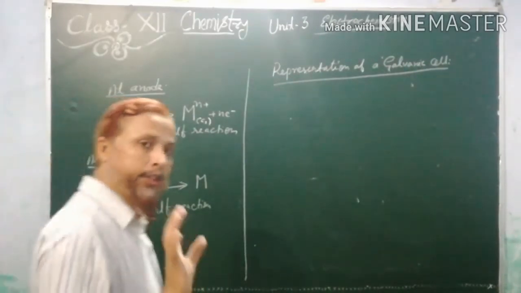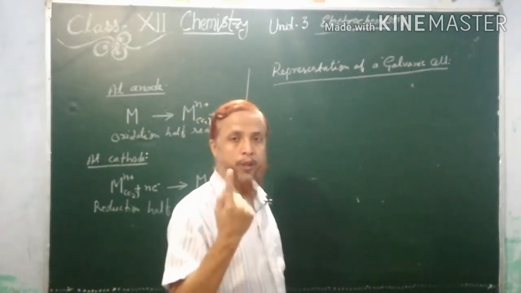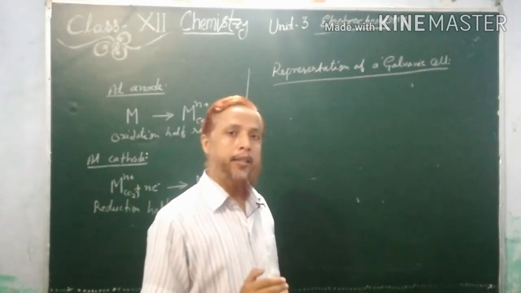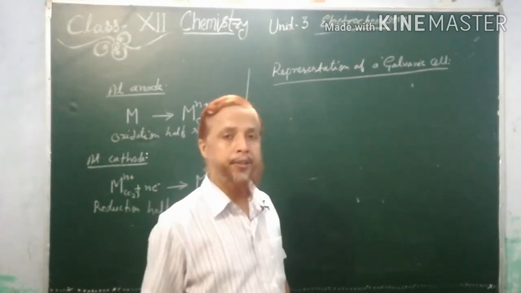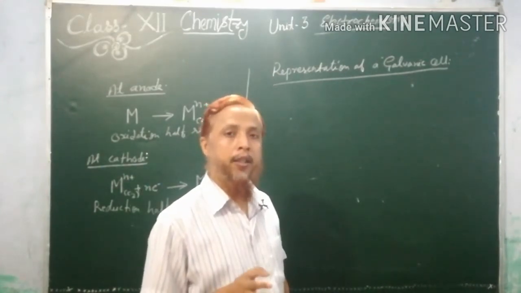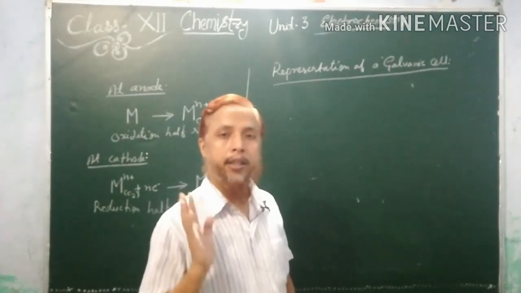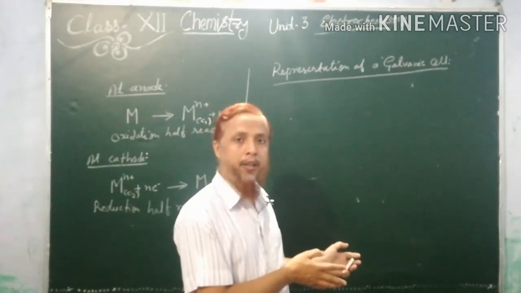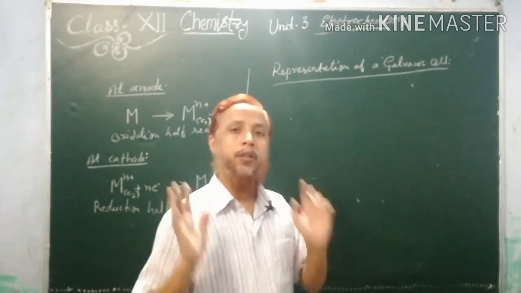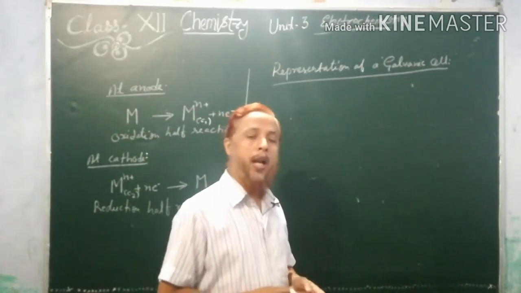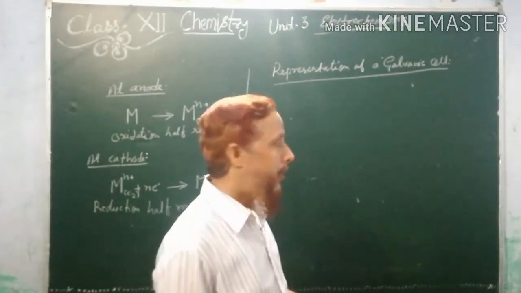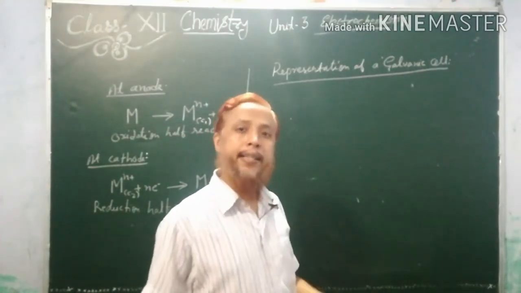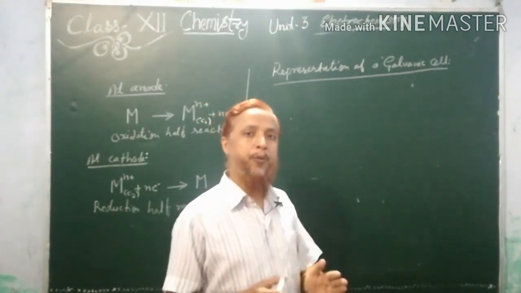Three types of questions may be asked for 1 mark. What are these three types? First, write the half cell reaction. Second, write the net cell reaction. And third, the cell reaction will be given and you have to represent the galvanic cell. And maybe the fourth: the galvanic cell will be represented, and you have to write the net cell reaction. So these types of questions may be asked.